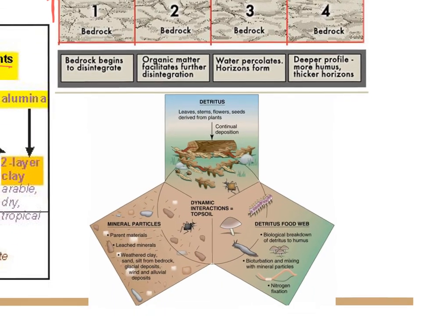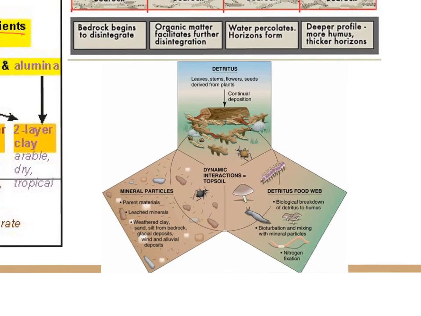So here's another way of looking at this. There's a bunch of different components that are going into the soil here. You've got the mineral particles from the parent materials. You've got this detritus, decaying, decomposed plant matter. And then you have this detritus food web that is helping this decomposition process to happen.